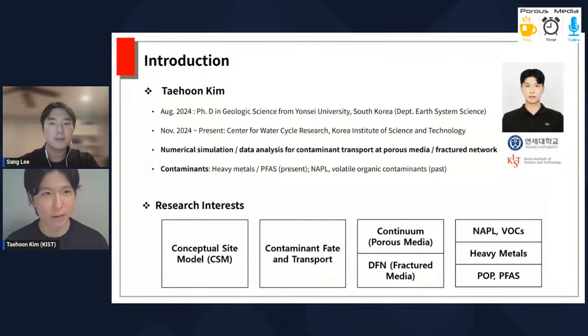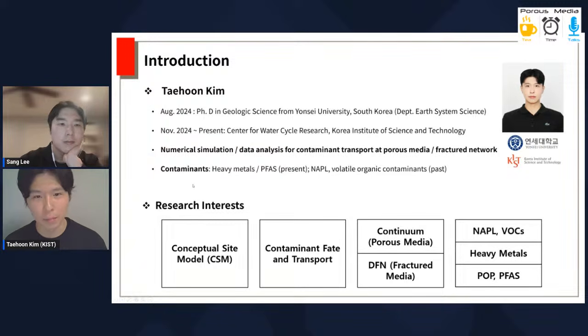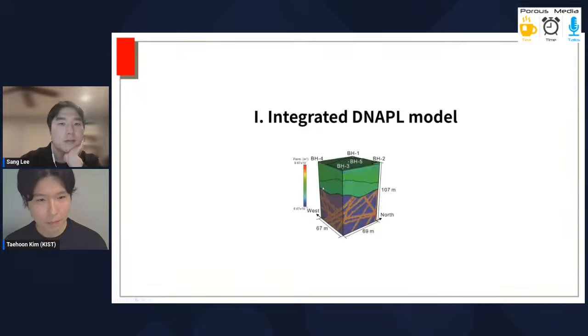But first, here's a little bit more about my research background. I joined KIST in November 2024 after graduation. And my research approach combines the numerical simulation with data analysis to understand how the contaminants move or transport through the porous media in the subsurface, like the porous media and fracture networks. I work with various contaminants according to the project. Currently I'm working on heavy metals or PFAS a little bit, but during my PhD, I spent a lot of time on NAPL or volatile organic contaminants. And today's presentation is actually based on my PhD research, the DNAPL prediction model. Okay, so let's get into it.